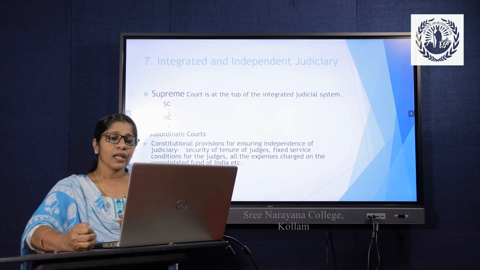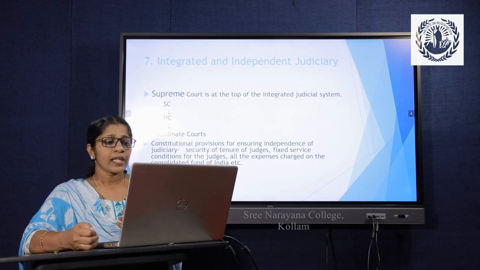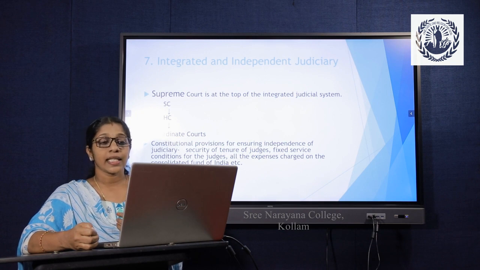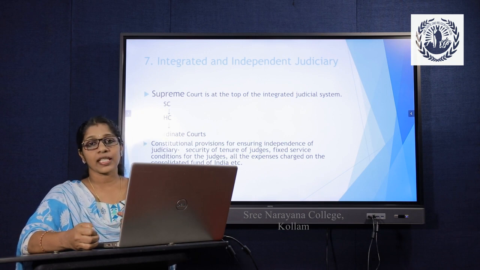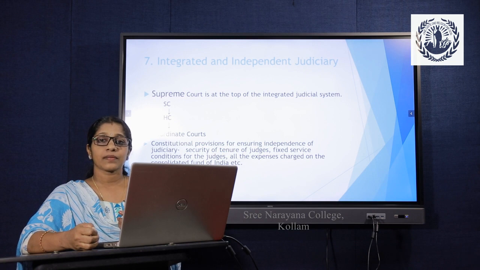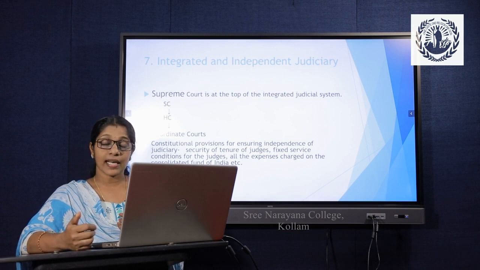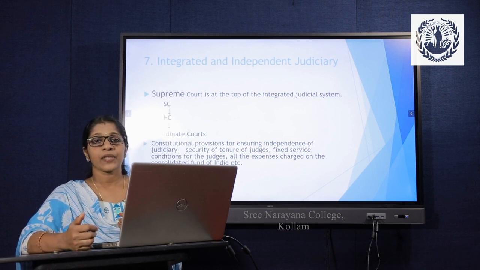And there are some constitutional provisions for ensuring the independence of judiciary in India, that is security of tenure of judges, fixed service conditions for judges, and all the expenses are charged on the Consolidated Fund of India, etc.